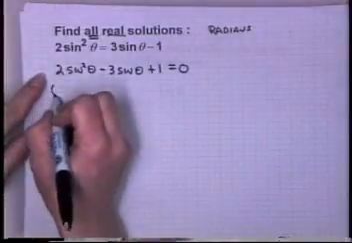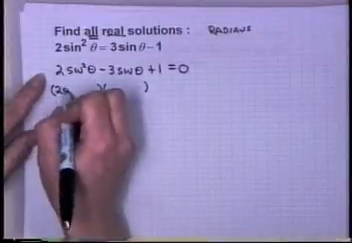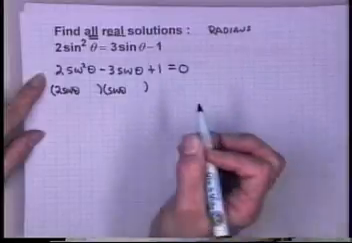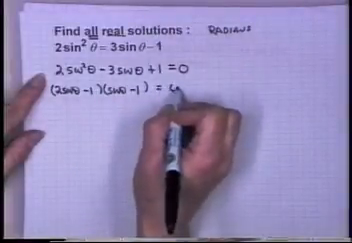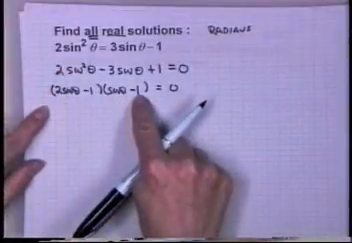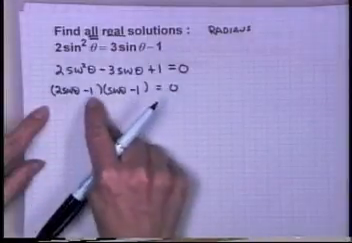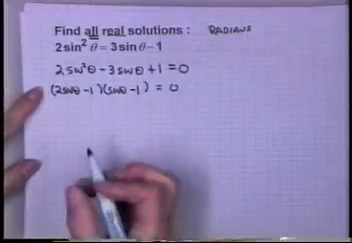Now I think we might be able to factor this one. Let's see. If I do 2 sine theta times sine theta, if I use minus 1 and minus 1 here, let's check this out. I've got 2 sine squared theta minus 2 sine theta minus 1 sine theta is minus 3 sine theta for that middle term plus 1. So I do have the correct factors.